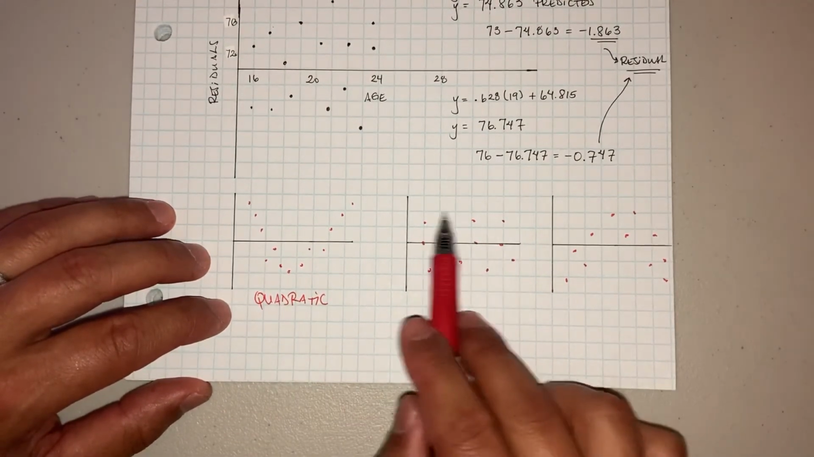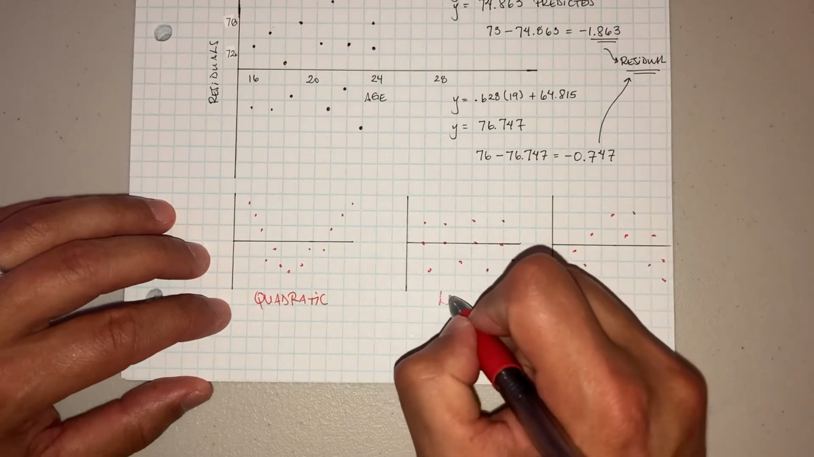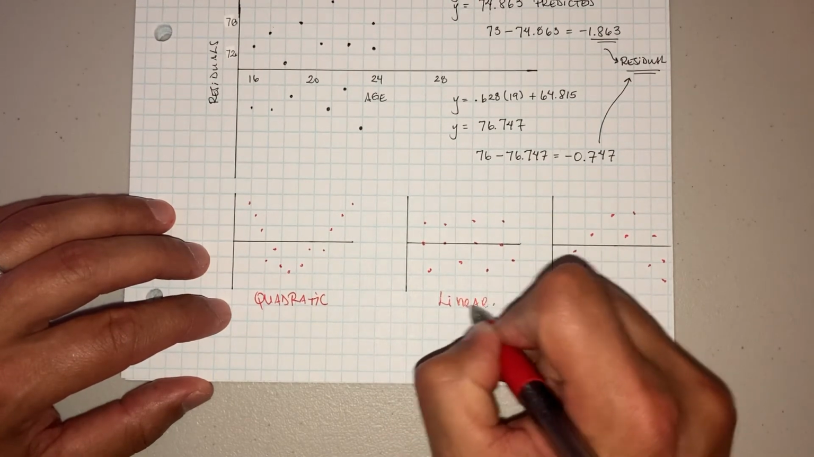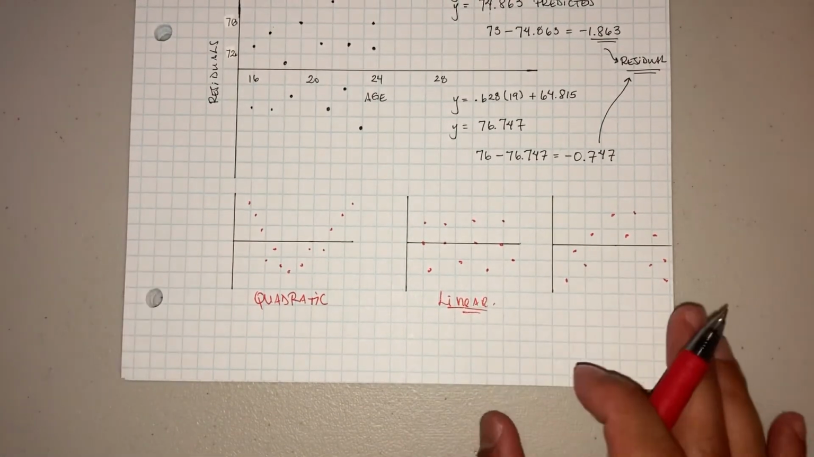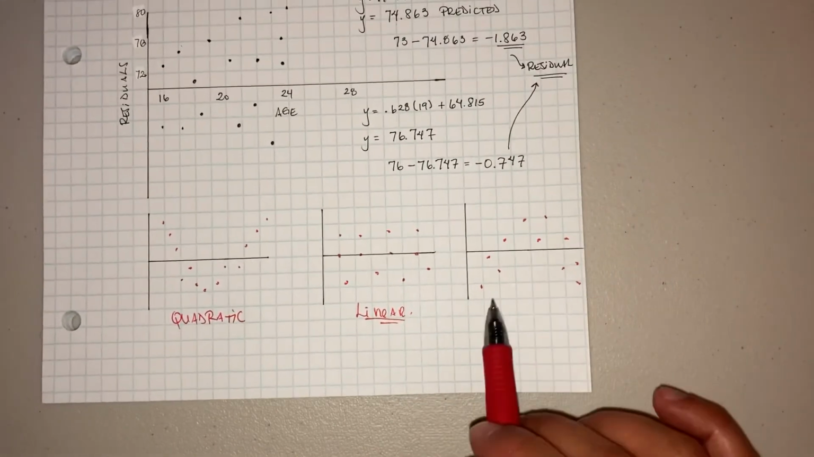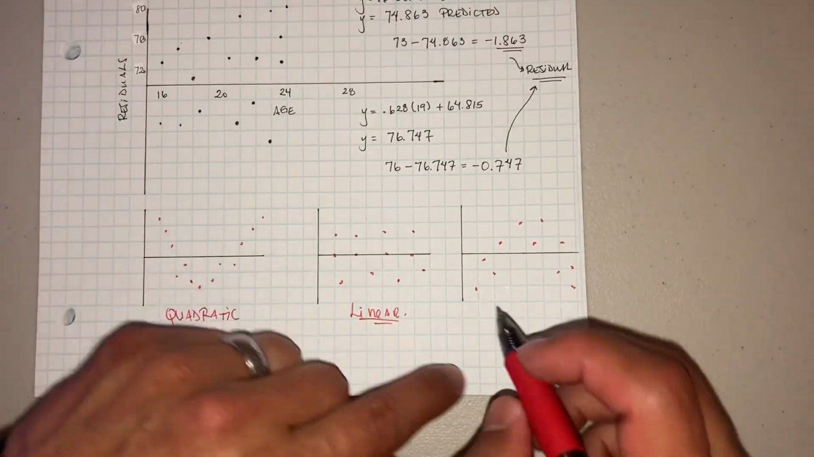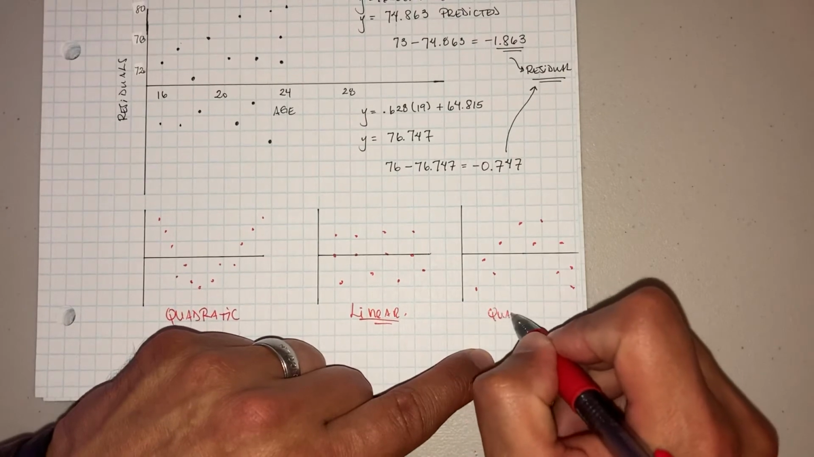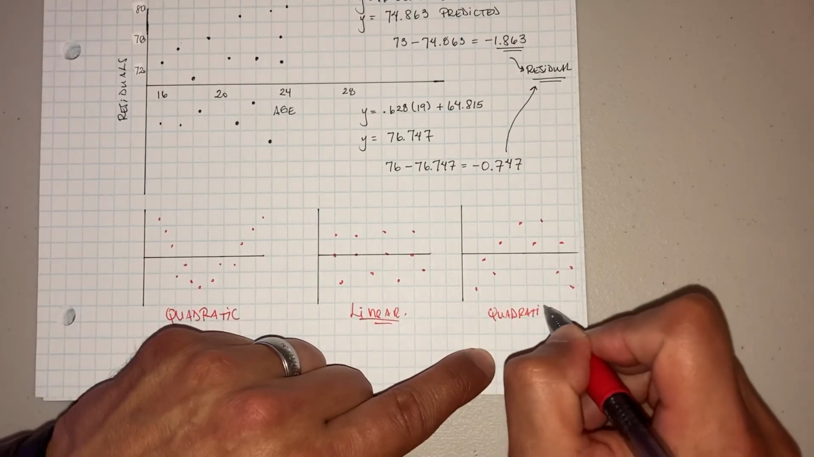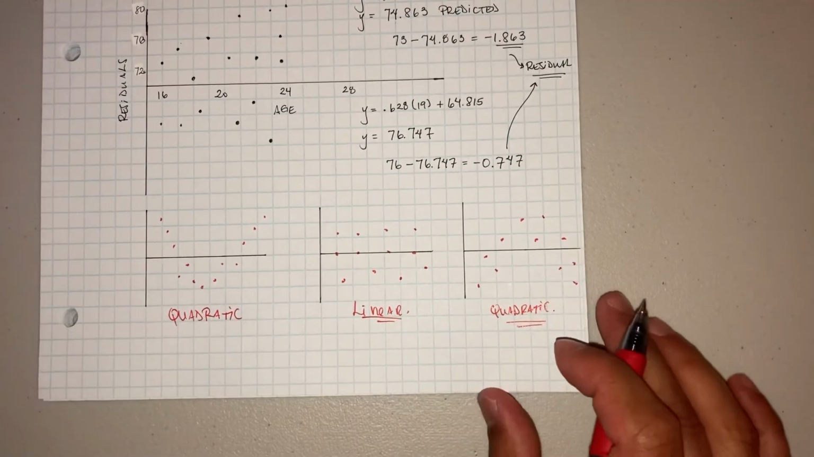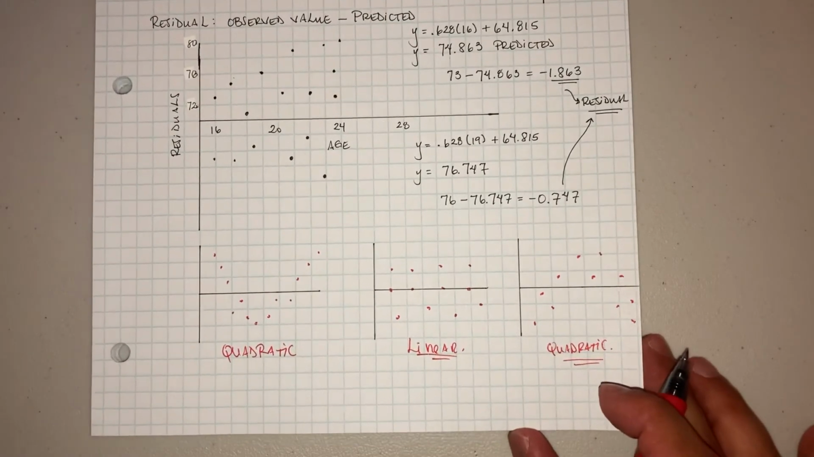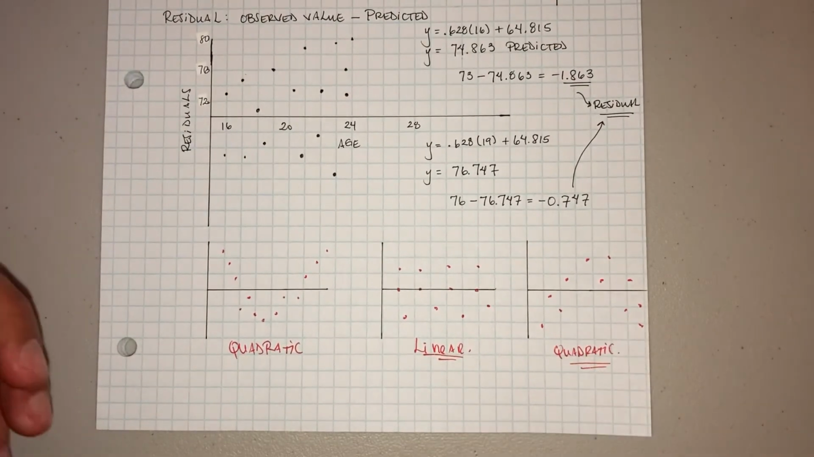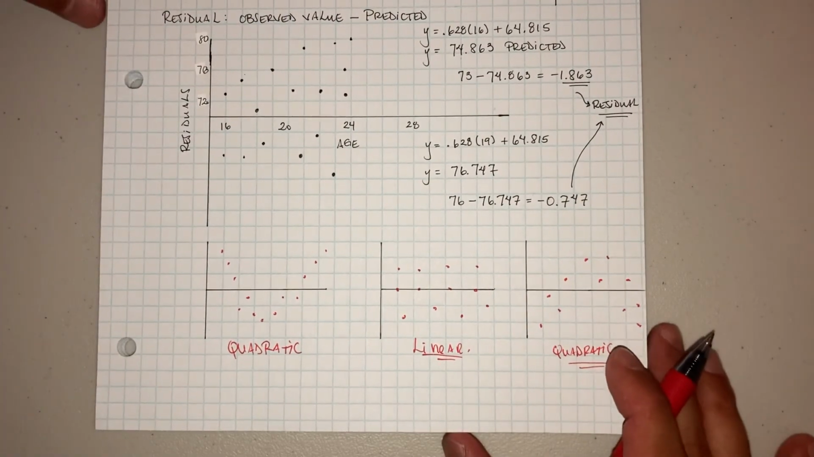This guy, you see how it's evenly spread out? This guy would be linear as well. Este modelo sería usar linear. Y después this guy, also another quadratic. Okay? So that's why we use residual plots in order to determine if our line is a good model or is a good fit for this data. Sometimes it is, sometimes it's not.